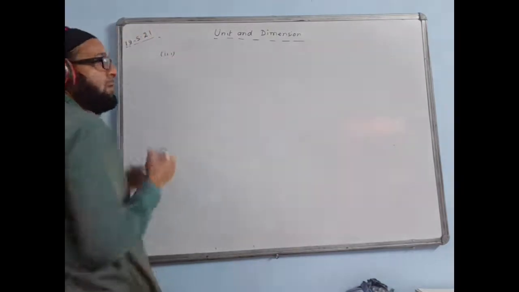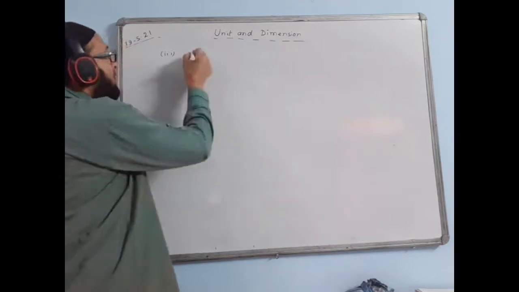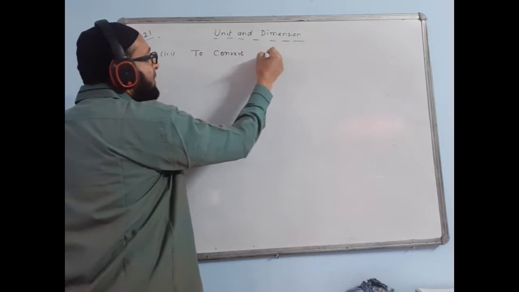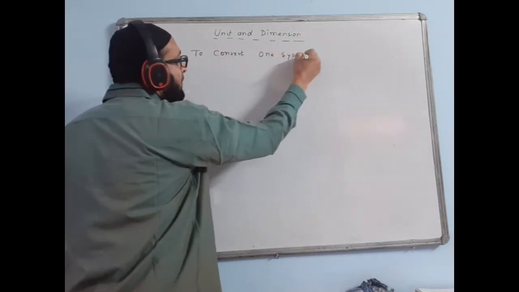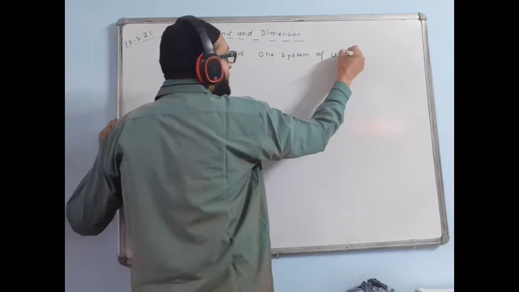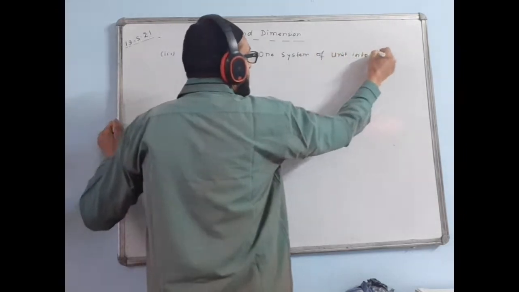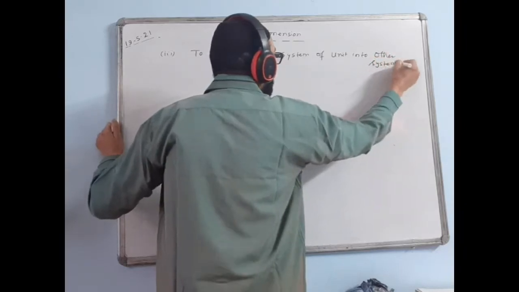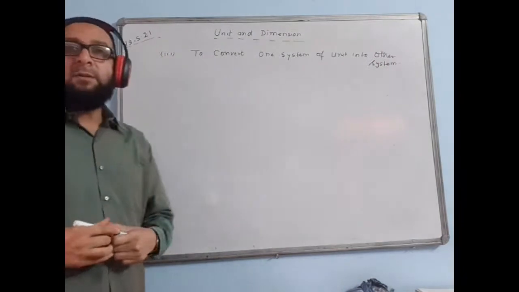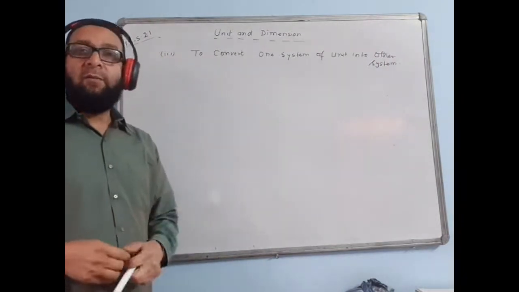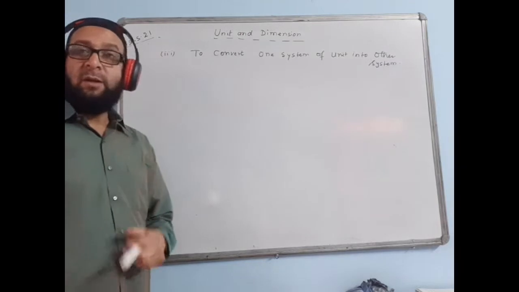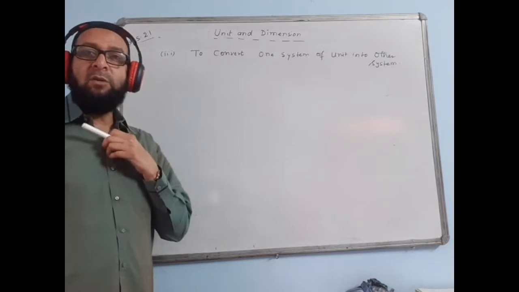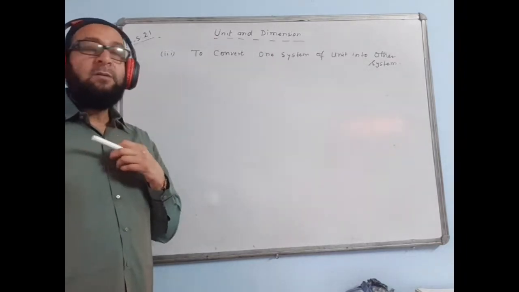What is the use of dimension? It is to convert one system of unit into another. Sometimes the dimension method can be used to convert one form of unit into the other form of unit. Let's say, for example, we know 1 Newton makes how much times 10 to the power of 5 times. Your question may come like this.